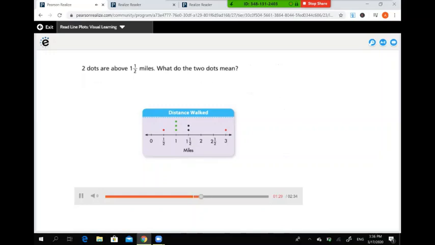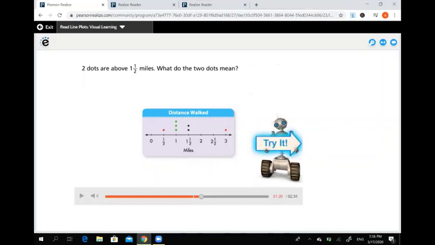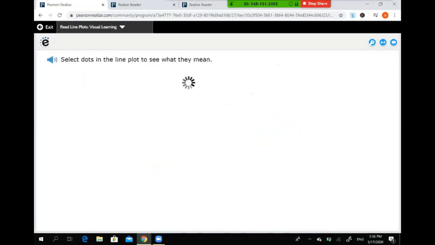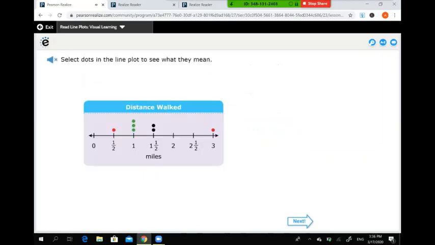What do the 2 dots mean? Let's try to know each dot. What does it mean? Select dots in the line plot to see what they mean. For example, these 2 dots above 1.5 miles: Eli walked his dog 1 and 1/2 miles on 2 days. So as a conclusion, each dot means a day.